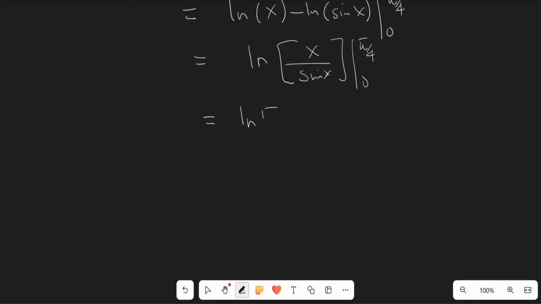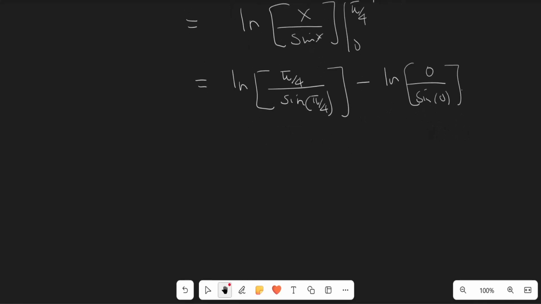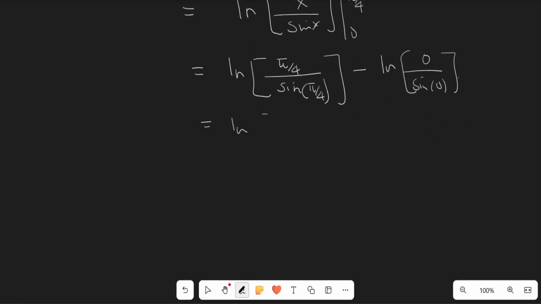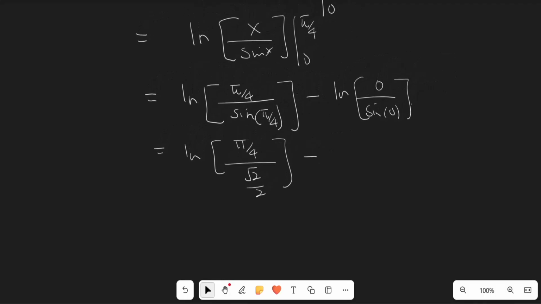So the upper limit first: natural logarithm of pi over 4 divided by sine of pi over 4, minus, plug in the lower limit, natural logarithm of 0 over sine of 0. This is natural logarithm of pi over 4 divided by sine pi over 4, that is sine 45, that is root 2 over 2, minus 0 over 0, that is actually undefined, so we can use the limit.